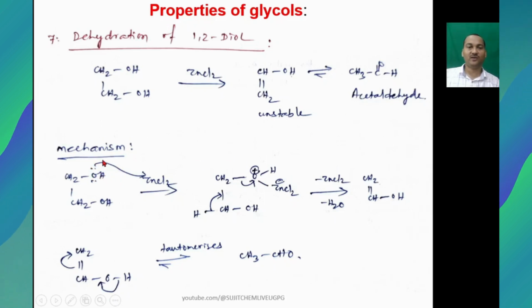So the oxygen lone pair will attack zinc chloride. So you have this protonated species. So what happens here? The simultaneous bond breaking and bond making takes place. So it will come here and this bond will break on O plus. So as a result you get this enol, which tautomerizes, giving rise to acetaldehyde.